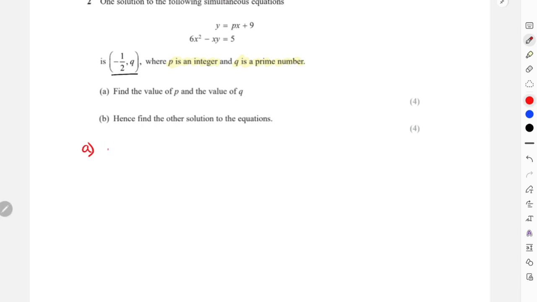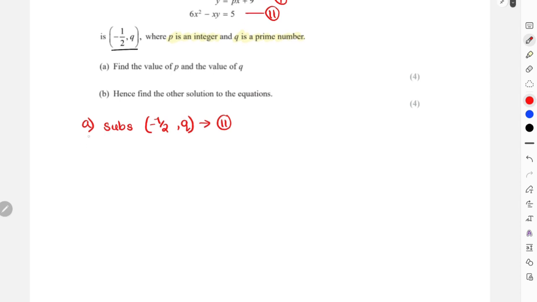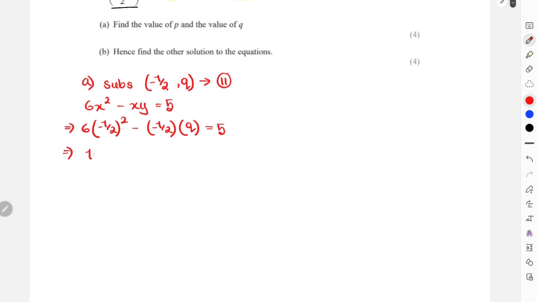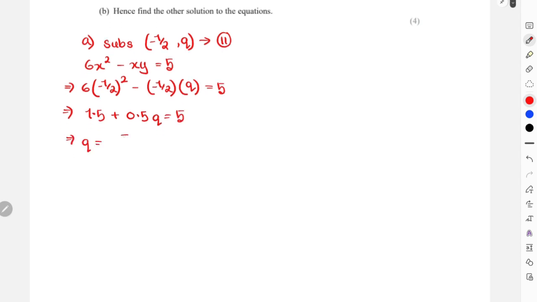For part A, substitute x equals minus half and y equals q into equation 2. I'm considering this as equation 1, this is equation 2. So in that case, now you have 6x squared minus xy equals 5, which is going to be 6 times (minus half) squared minus (minus half) times y, where y was q over here, equals 5. Eventually now you have 6 times (negative 0.5) squared, which is 1.5, and this is plus 0.5q equals 5. You just have to make q the subject of this formula, so (5 minus 1.5) divided by 0.5. This one gives you 7.